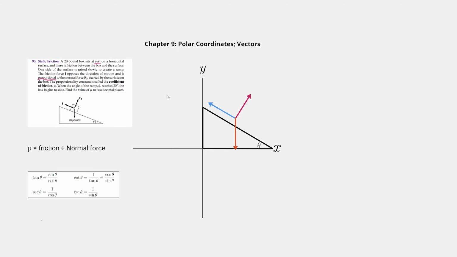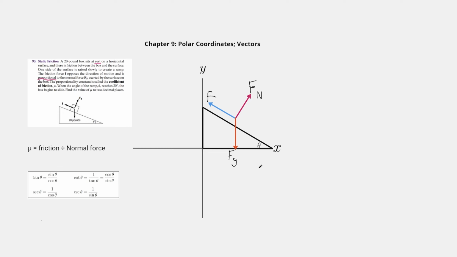First, I want to talk about this illustration I drew over here, that I color-coded the vectors, and I'll just label them right now. This is F of n, the normal force, here is friction, and here is the gravitational force. I'll say F of g, gravitational force.